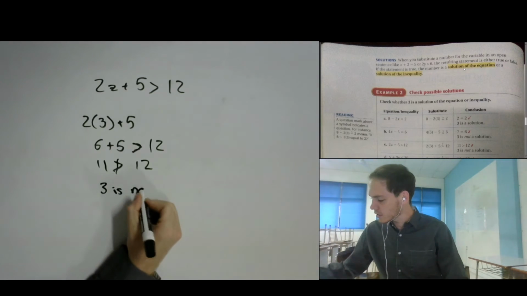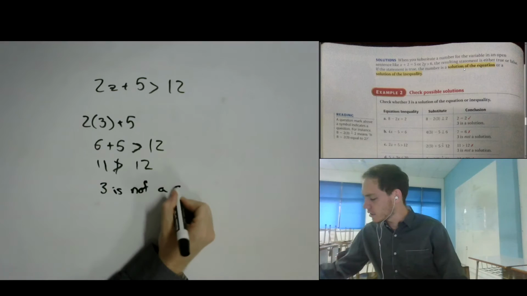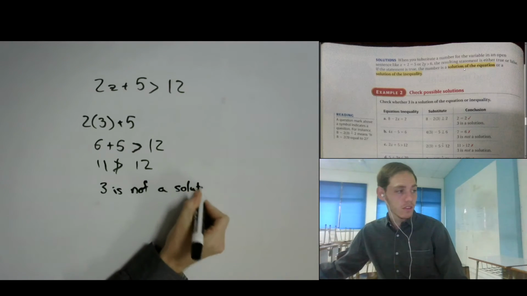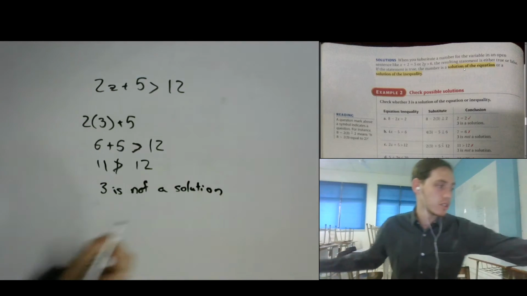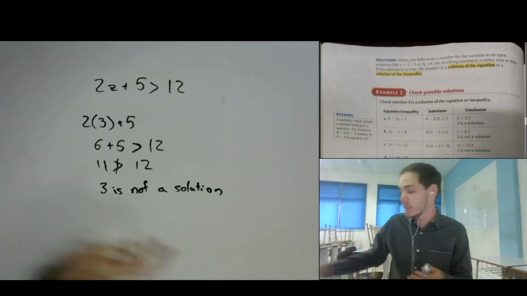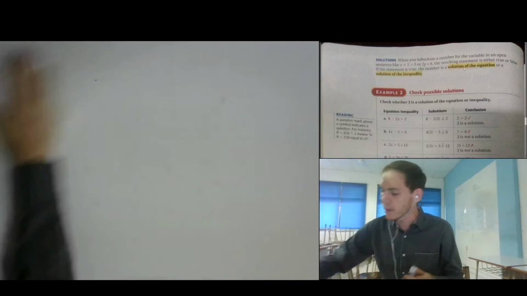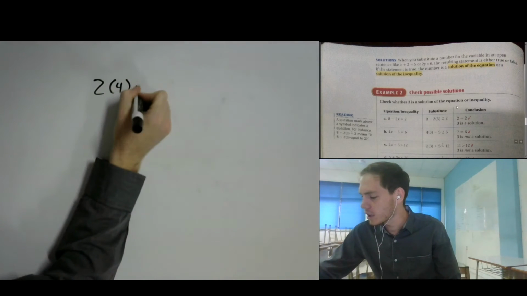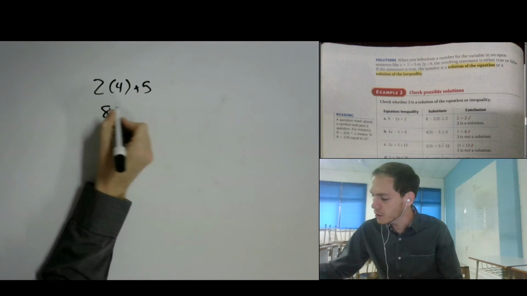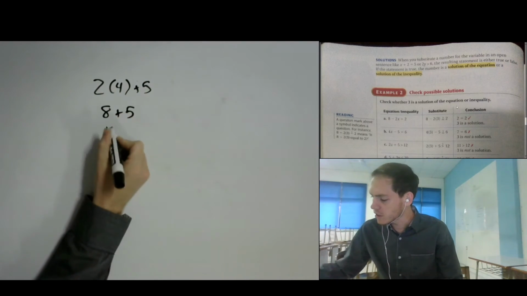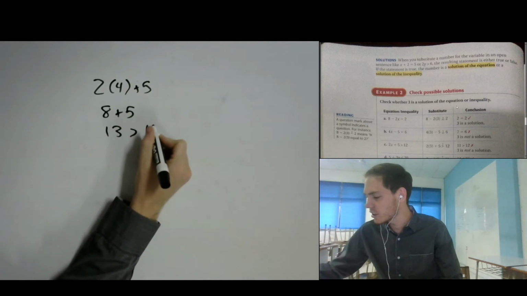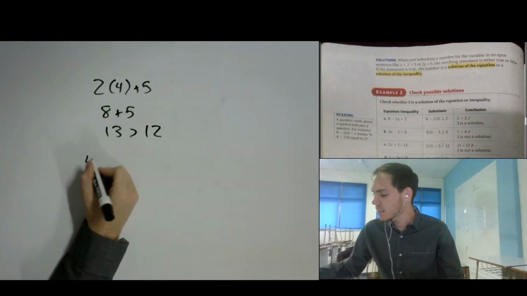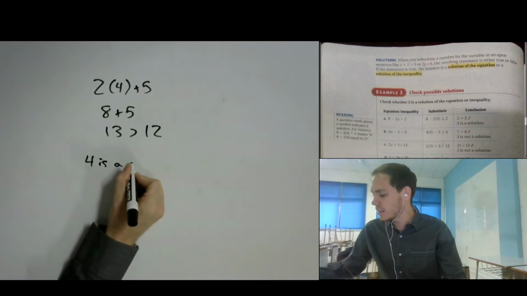3 is not a solution. Okay? Well, what else might be a solution here? What about 4? 4 might work. 4 times 2 is 8, plus 5 gives us 13. 13 is greater than 12. So in this case, 4 is a solution.